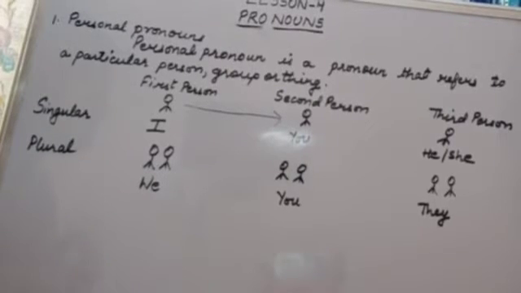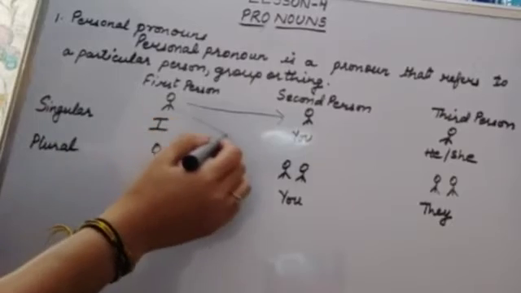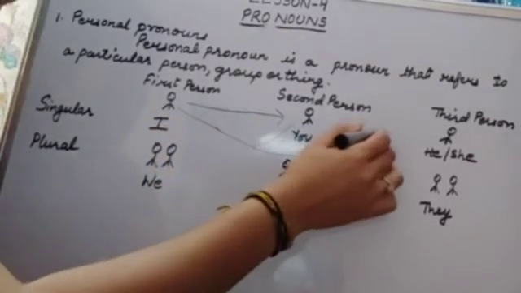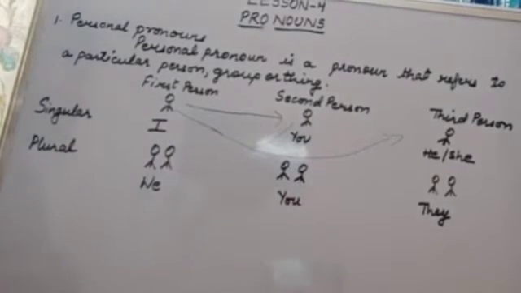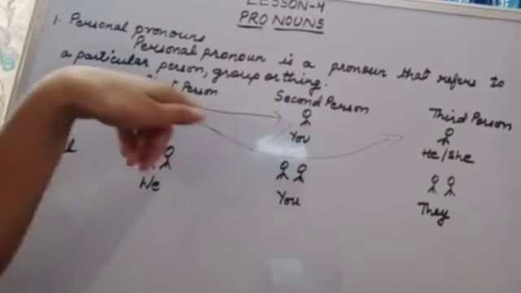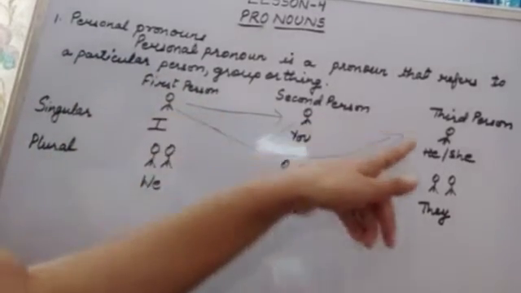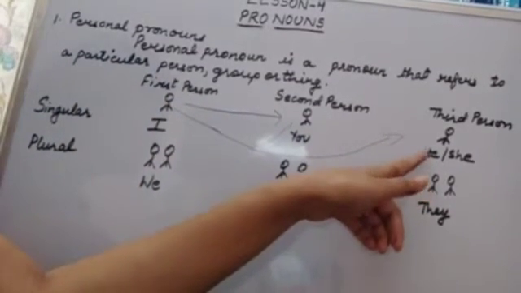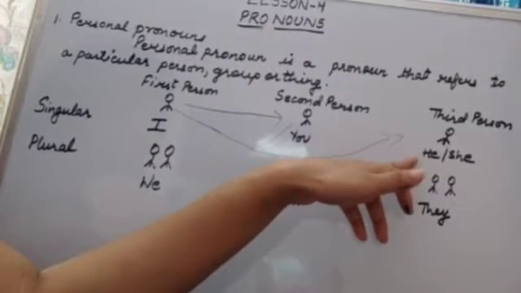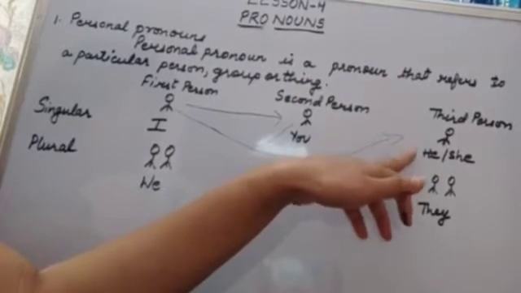Third person. Third person is a person about whom the first person and the second person are talking. Suppose it's me and my friend. Me and my friend are talking about a girl. So the person about whom we are talking is a third person.